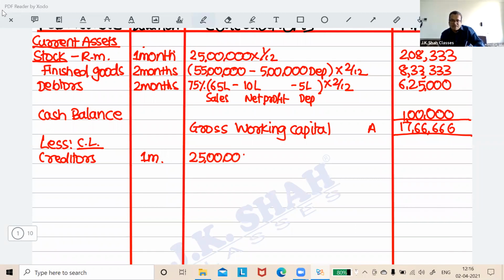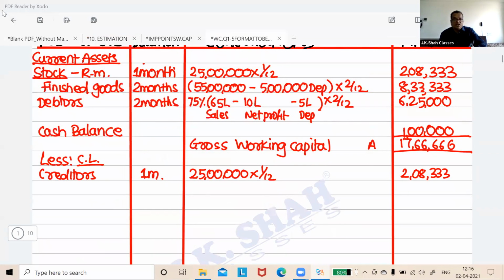So 25 lakh into 1 by 12, and I'm sure you'll copy this calculation. That's what we have to do. See, so what will happen? Now my requirement of working capital will come down because I'm getting some credit from my supplier. Okay. So let's get into the question again.